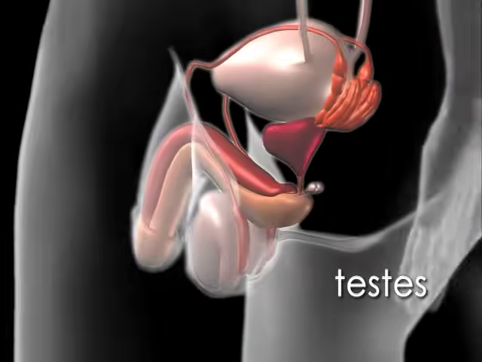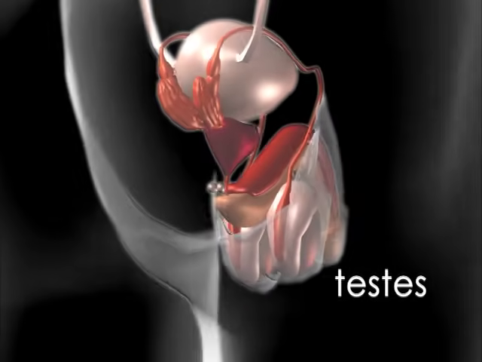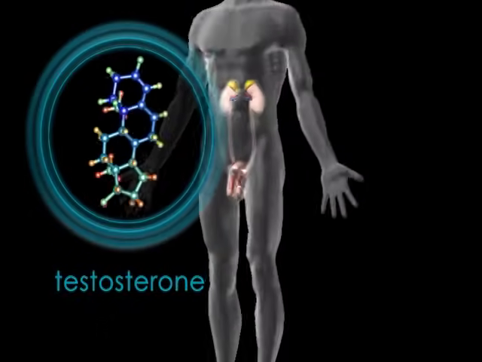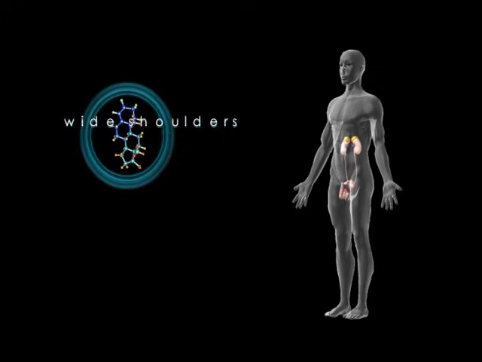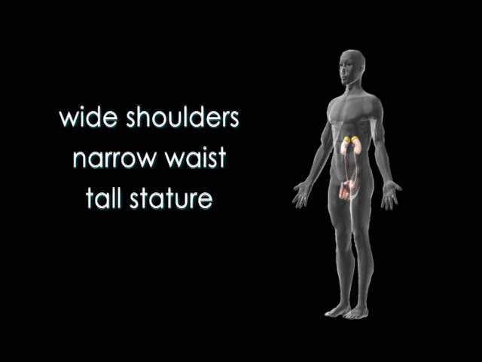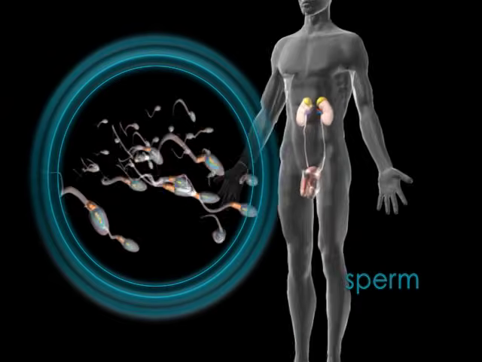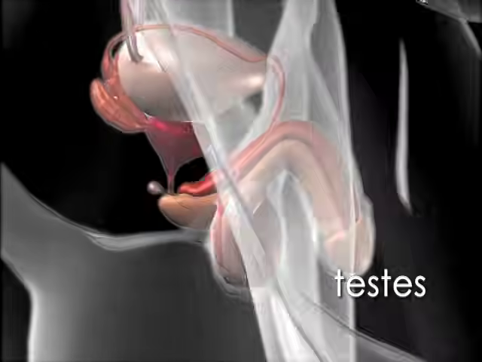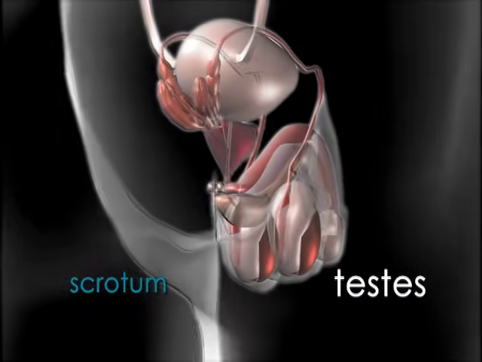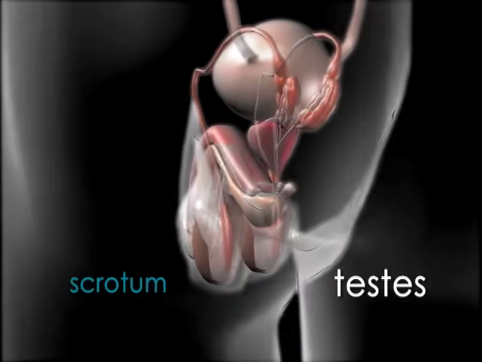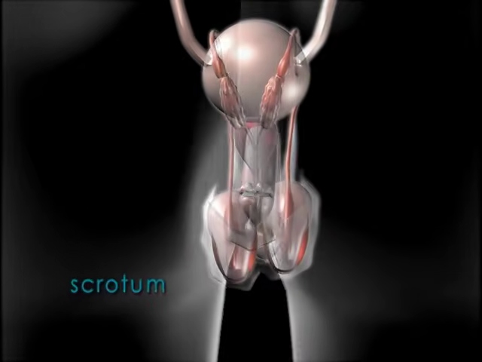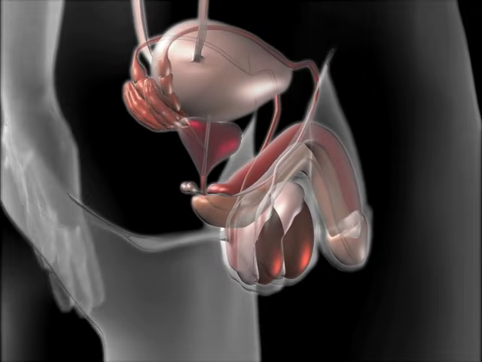Let's start with the testes. The testes produce sperm and male sex hormones such as testosterone. The sex hormones maintain the male's physical build: wide shoulders, narrow waist, tall stature. These hormones are also necessary for sperm to be produced. The testes are in a pouch of skin outside the core of the body called the scrotum. The testes don't function well at body temperature. In the scrotum, the testes are kept several degrees cooler, the ideal temperature for sperm production.